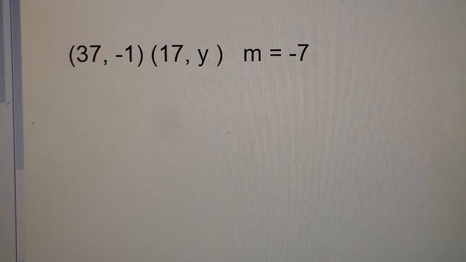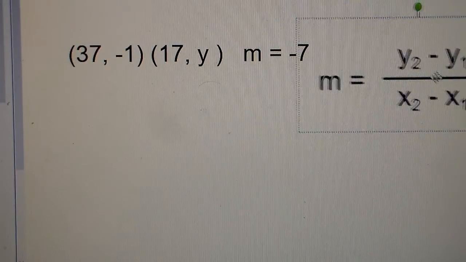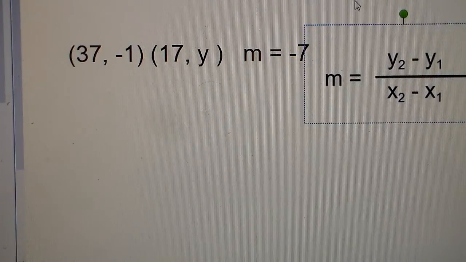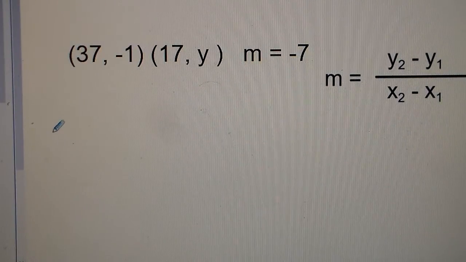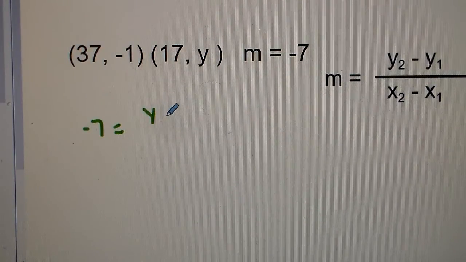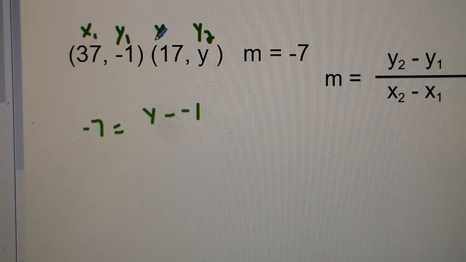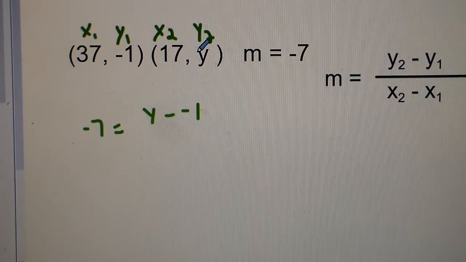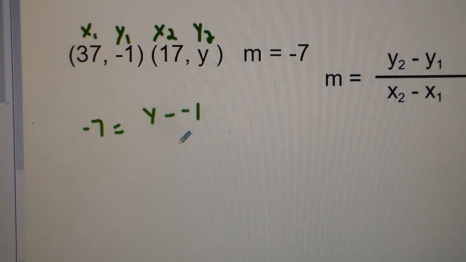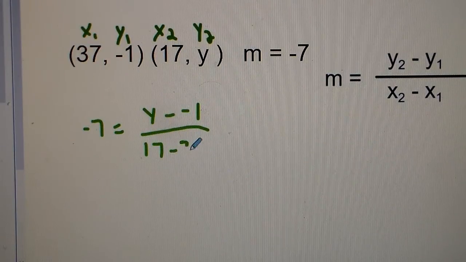Alright, let's do our next one here. So the slope is -7, so it would be -7 is equal to y2 minus y1. So remember, that's y2. This is y1. This one is x1. And this is x2. The more and more you do these, the more and more comfortable you'll be able to identify them really quickly. So it's divided by y2 minus y1 over x2 minus x1, so you have 17 minus 37.